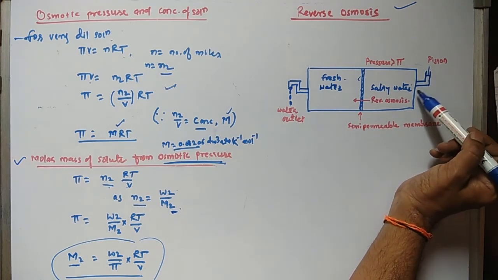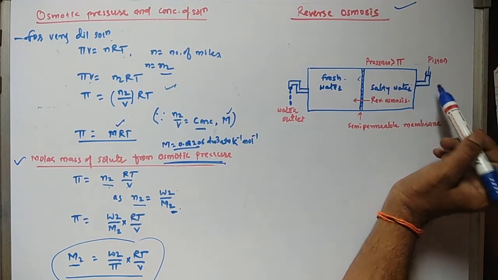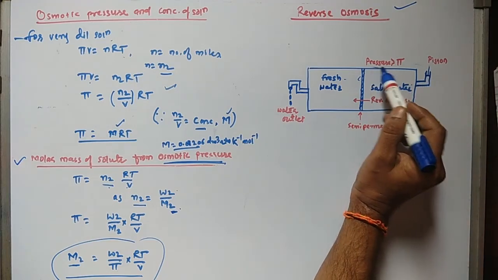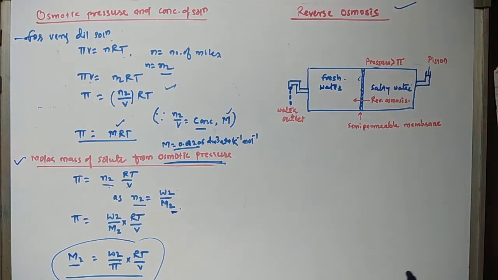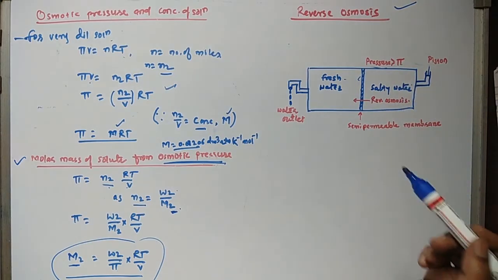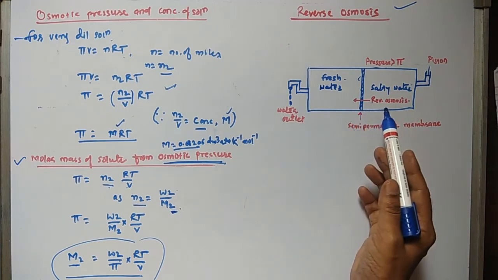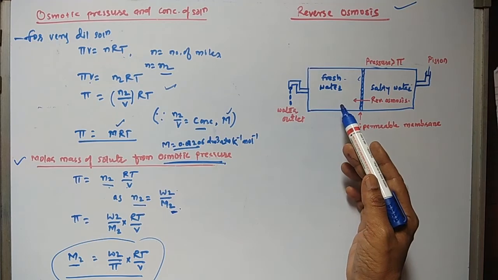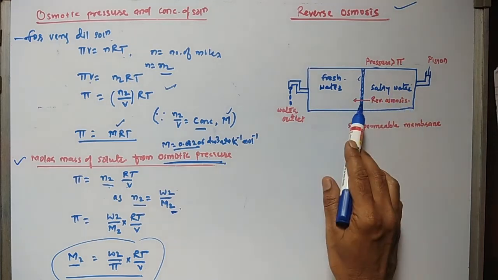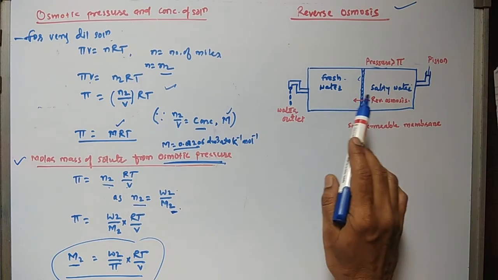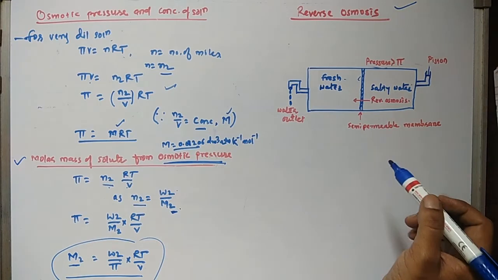The pressure applied on the solution, which is greater than the osmotic pressure pi. Now see, the direction of osmosis can be reversed by applying a pressure which is larger than the osmotic pressure, and then reverse osmosis takes place.